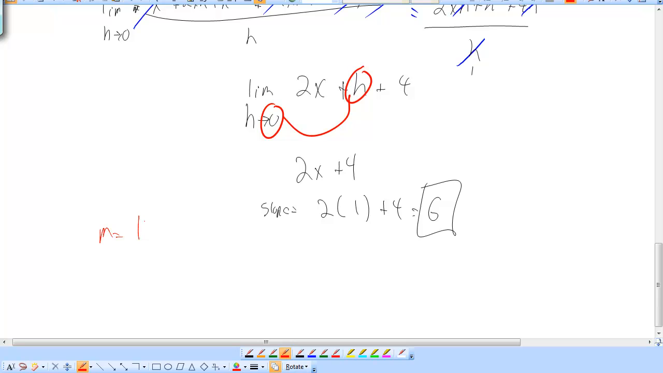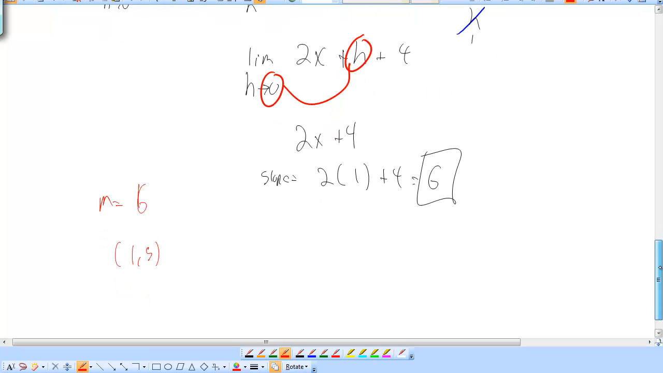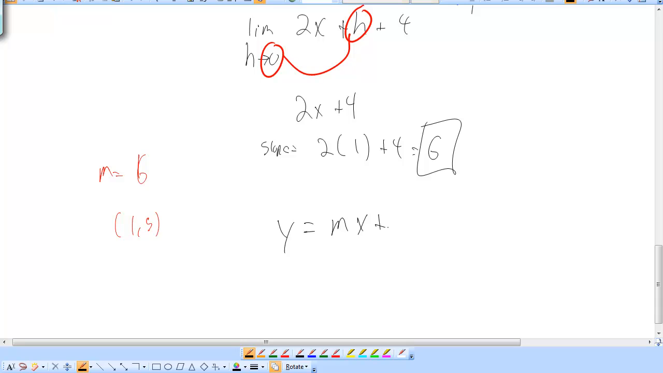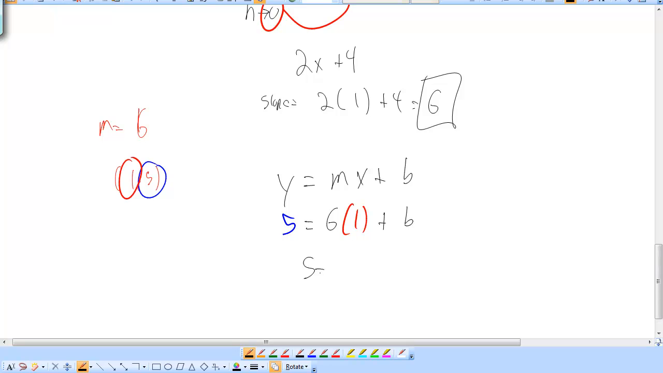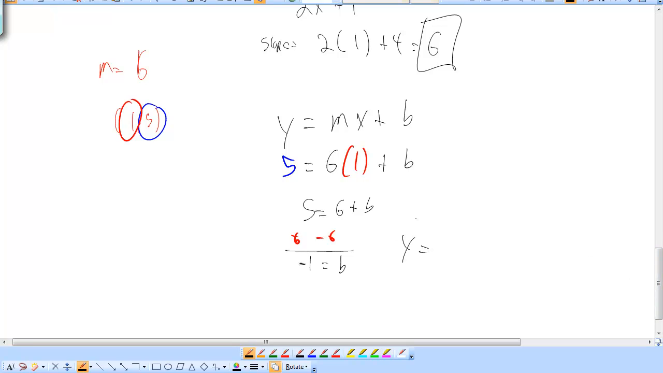And you can use point slope form, but I don't like point slope form. I just use slope intercept form. I temporarily plug in, in place of y, that y value 5. You plug in your slope, because that's your m. You temporarily, in place of x, plug in the 1, and then you solve for your b, which is your y-intercept, and that gives you your equation. So it would be y equals 6x minus 1.